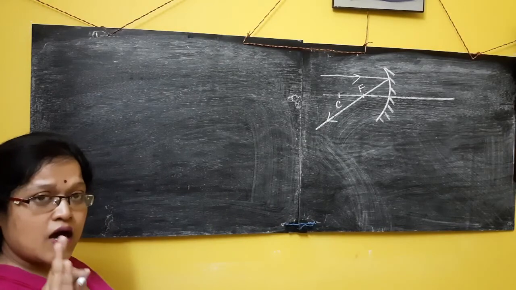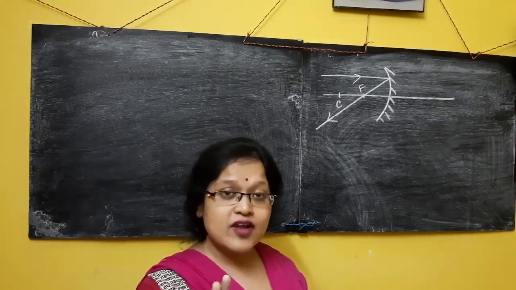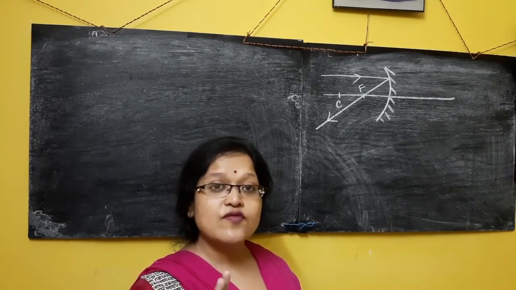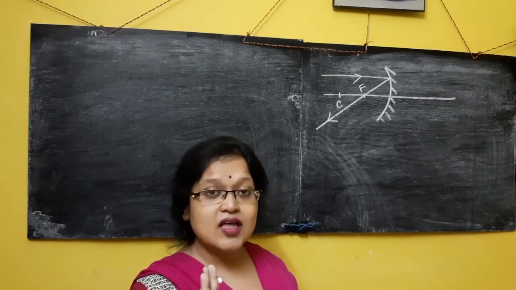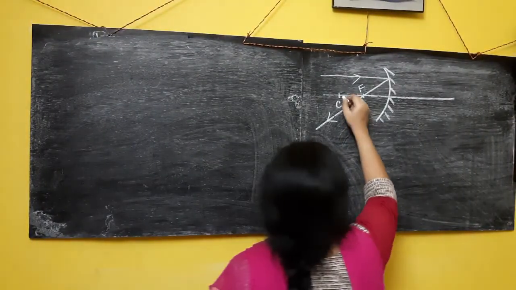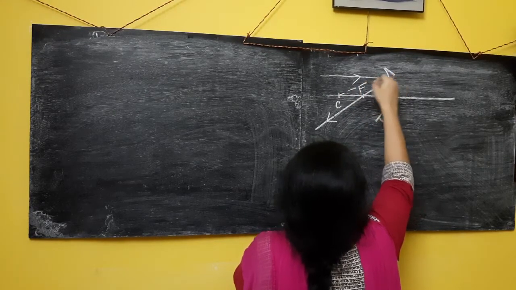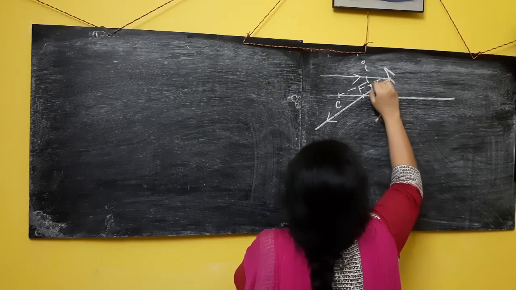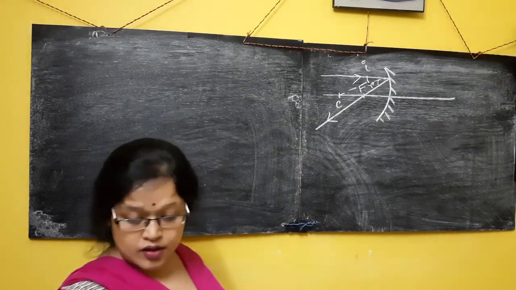Now we know that in the case of a mirror, it is always a reflection. Reflection means I need to draw a normal. So from the radius of curvature to the arc of the mirror, if I draw a straight line, that will be the normal on the mirror. So from the radius of curvature's point, I will draw one normal up to here. This is my angle of incidence I, and this is the angle of reflection R. Done.